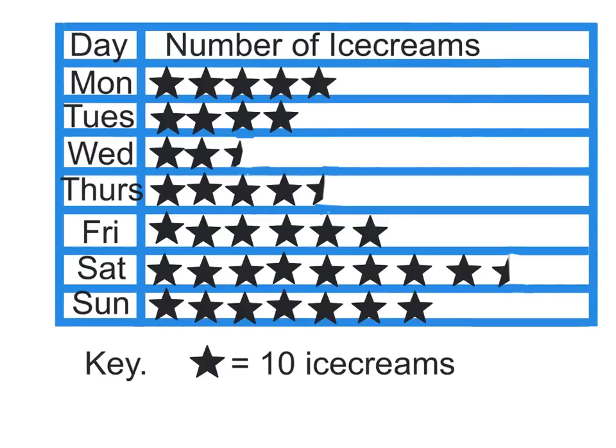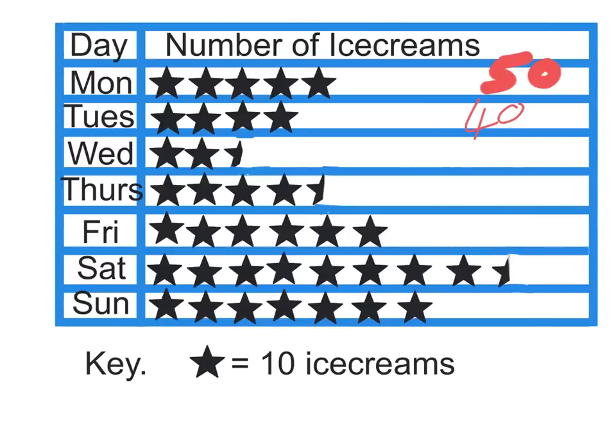If you were asked to interpret this pictogram, then you would need to see what the totals are for each of the days. So for Monday, we have 1, 2, 3, 4, 5 stars, with each star representing 10 ice creams. So 50 ice creams were sold on Monday. On Tuesday, there are 4 stars, so 40 ice creams were sold on Tuesday.